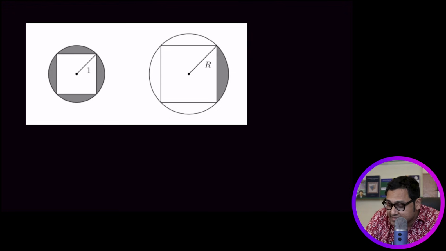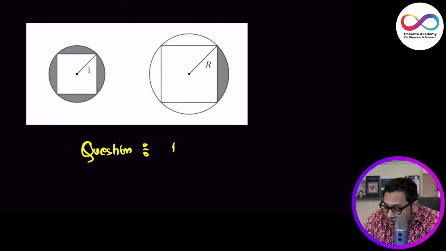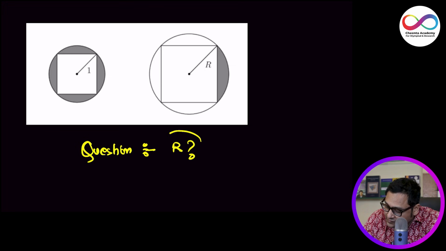Here is the question. What is the value of r? If the shaded region from the first circle is equal to the shaded region of the second circle, what is the value of r? Now this question can be done in one line, literally. That I will do at the end of the problem. First, I will do the long way. So it's like a bit of computation.